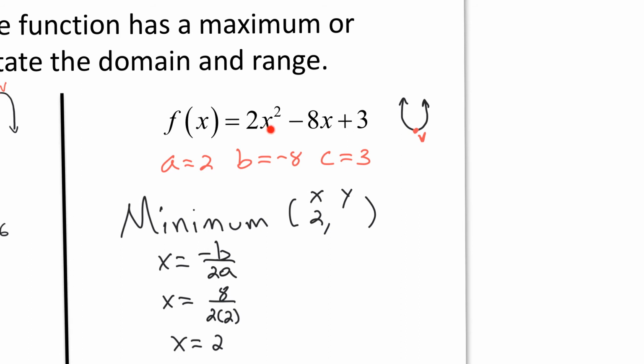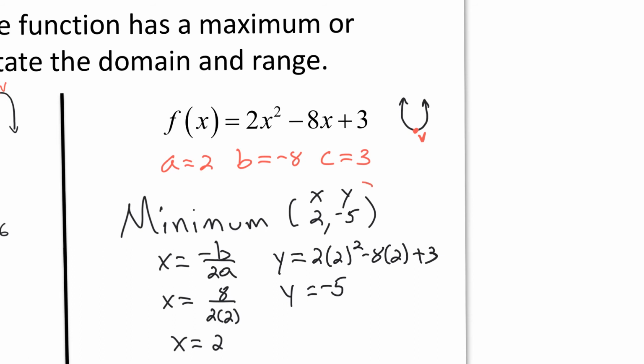Now I'm going to go back and substitute the x into the function. So I need to find the y. And once again, I change the f of x to the y. So 2 times 2 squared minus 8 times 2 plus 3. So your y value equals -5. So our vertex is at 2 and -5.